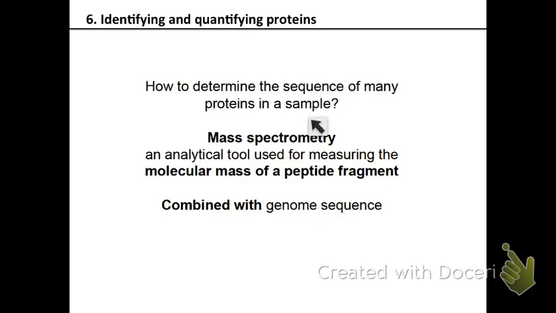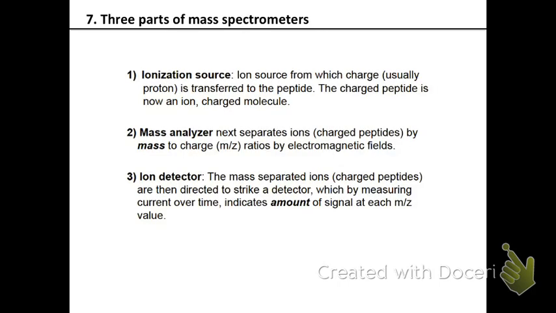So some of the questions that it will answer is how to determine the sequence of many proteins in a sample. Basically, you can use mass spectrometry. It's an analytical tool that's used for measuring the molecular mass of a peptide fragment, and the molecular mass of a peptide fragment can tell you something about the identity of that peptide. And combined with the genome sequence, that is, you know the coding potential of your genome, what proteins your genome can actually encode for, you can combine these two pieces of information and infer the proteome of your sample. All right, so let's explain this a little bit.